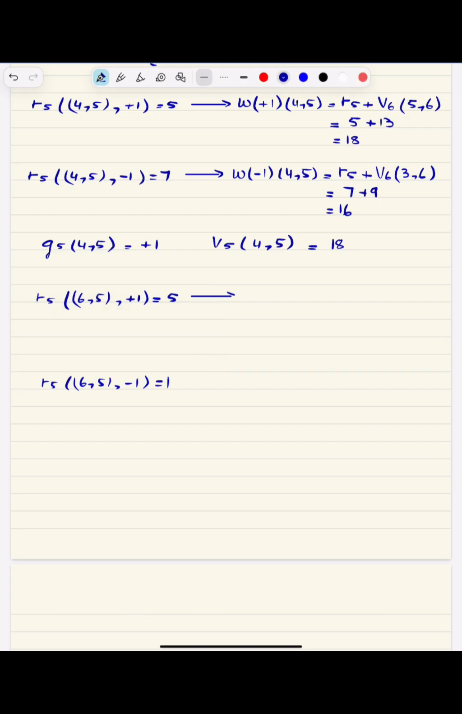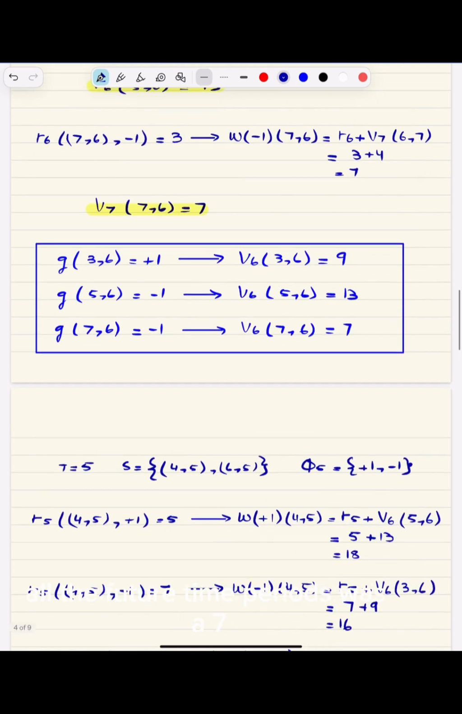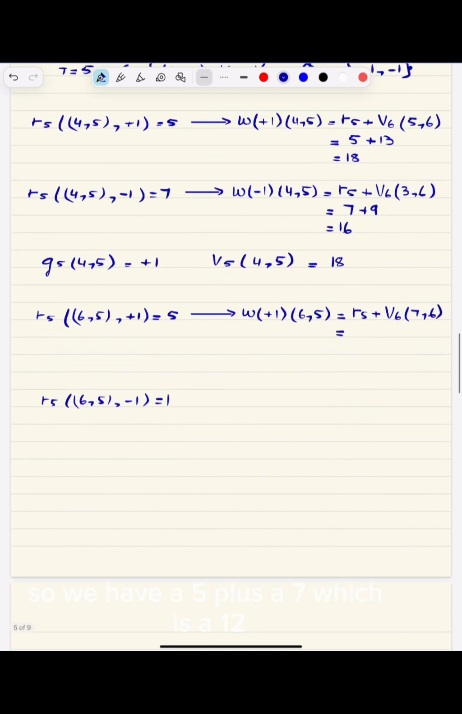The reward of taking a right at the node 6 5 is the immediate reward plus all the rewards at the next time period. When you end up, since it's a plus 1, you're going to get a 7 and a 6. The reward for 7 6 for all the future time periods was a 7. So we have a 5 plus a 7, which is a 12.